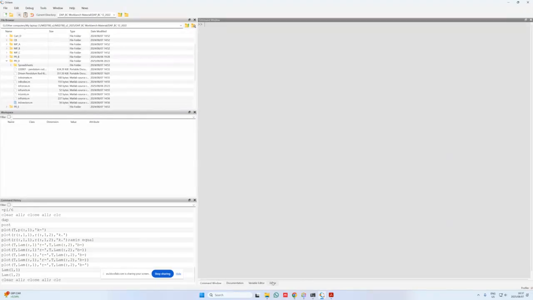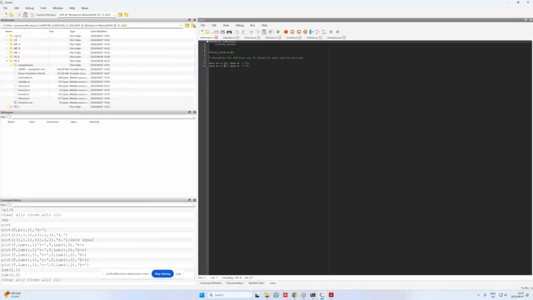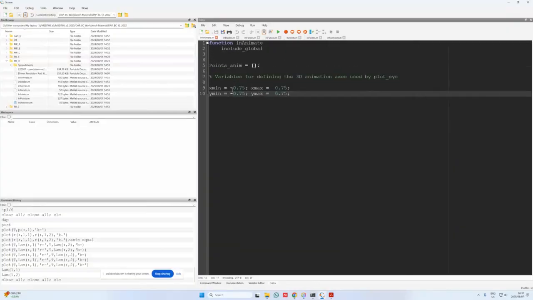If I just go to inanimate as well, you'll also notice that I've increased my bounds a bit. It's now minus 0.75 to 0.75 in the x direction. Y is now minus 0.75, and now I actually expect the pendulum rod to rotate counterclockwise, so it might actually go above the x-axis.